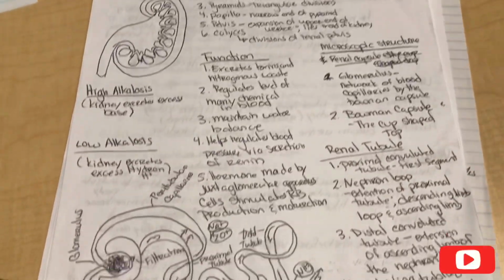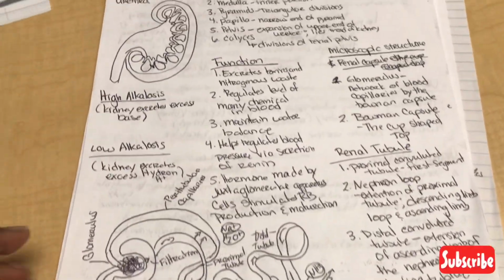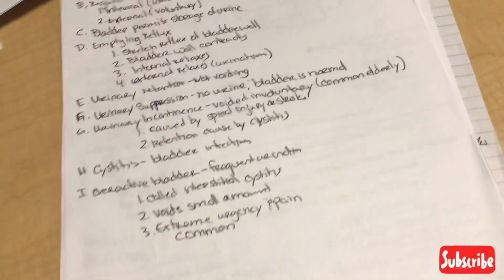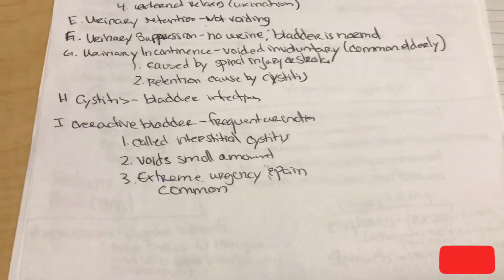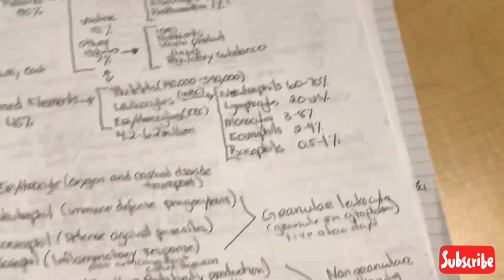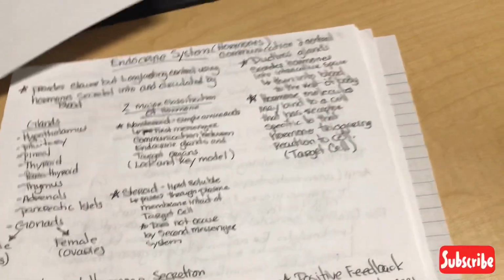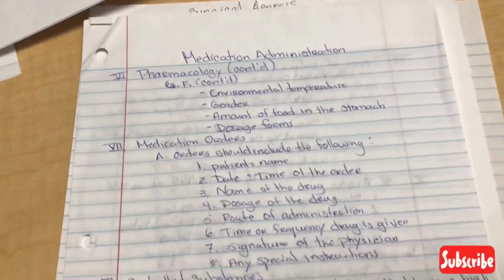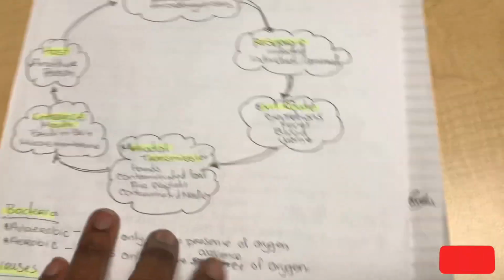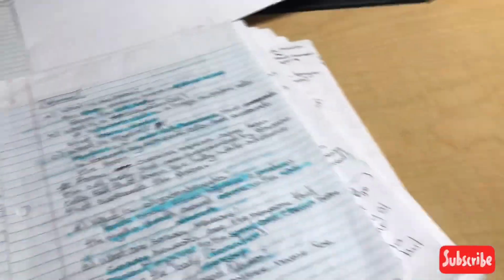But yeah, so you'll see the urinary system. But yeah, so I went over every single system. We got the blood, we got nutrients, the endocrine system, the lymphatic system, medication administration. That was actually for my pharmacology class, and surgical sepsis. So pretty much notes on key terms.